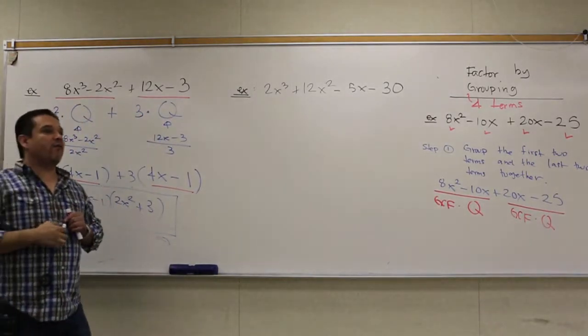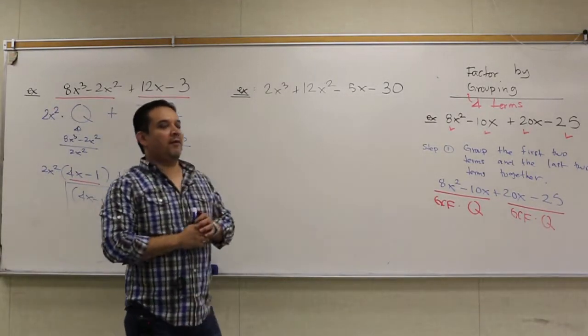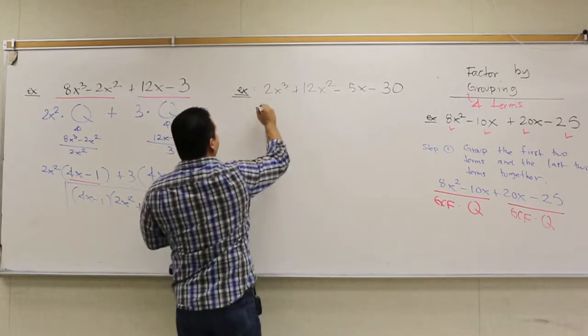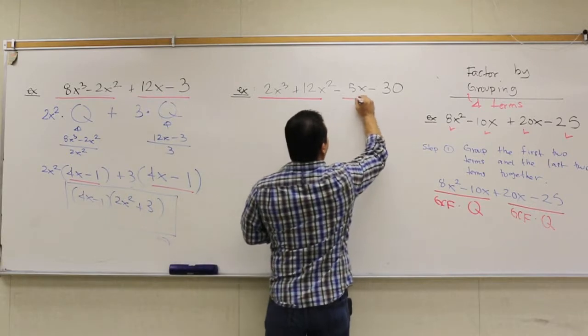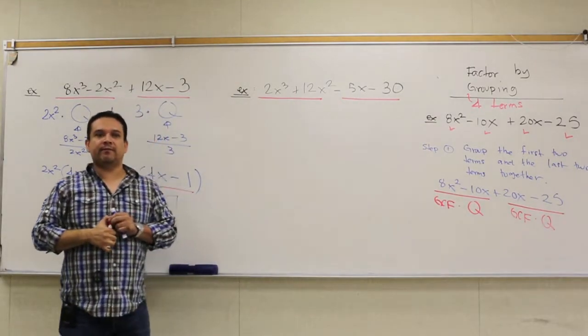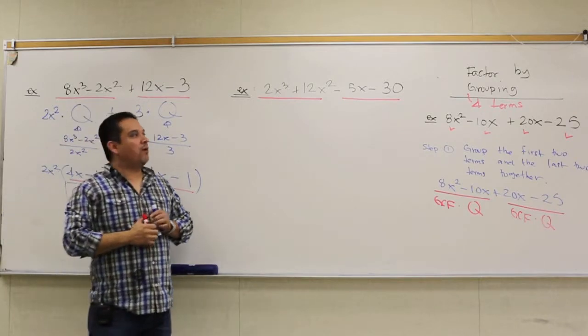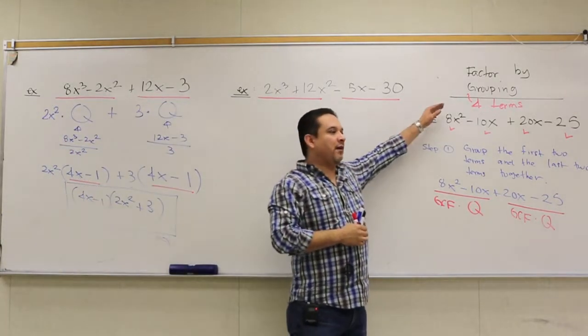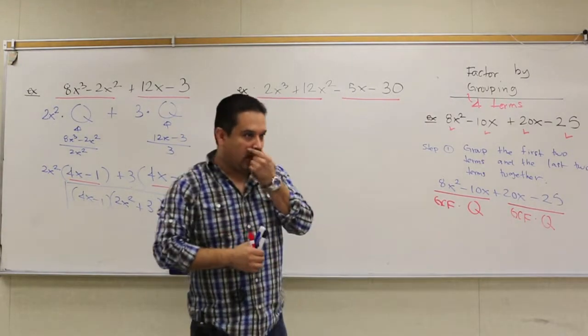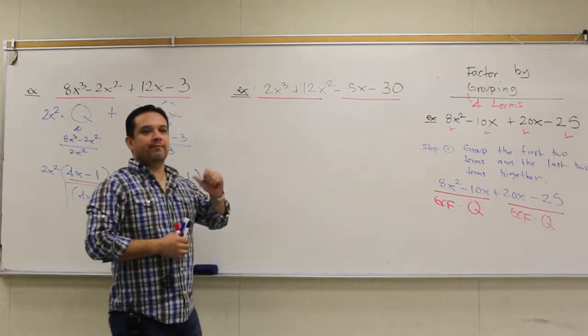Here we go. Here's a really hard one. Same procedure. It's a procedure. That's right. Okay, group the first two. Group the last two. Did you guys notice there's 4 terms? So no wonder it's under what? Factor by grouping. 4 terms. Okay, you okay with that? What do you do now?